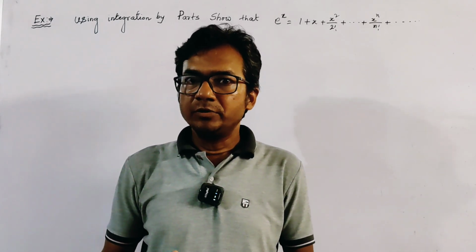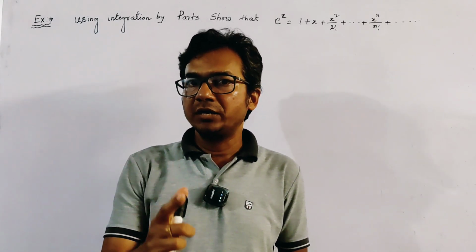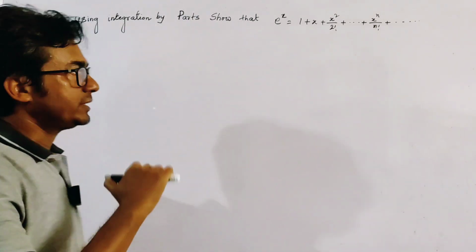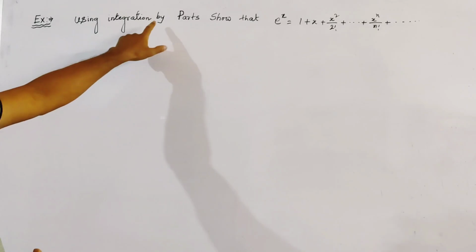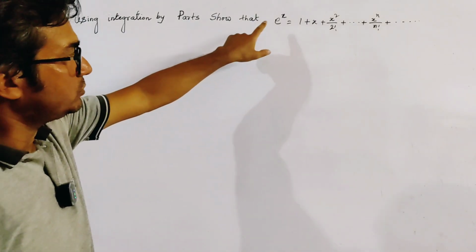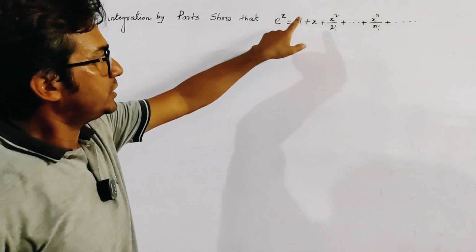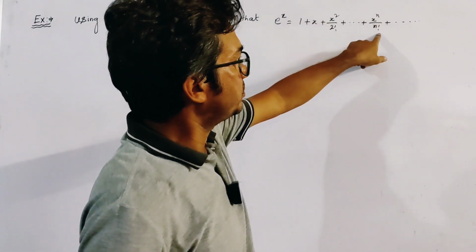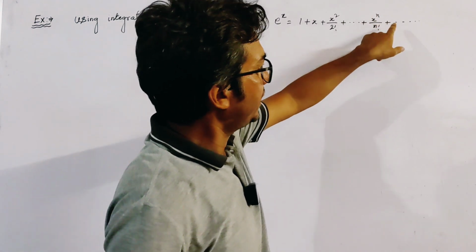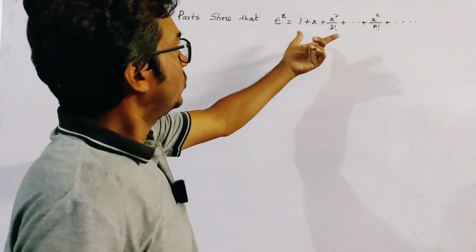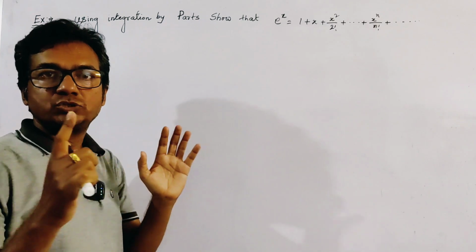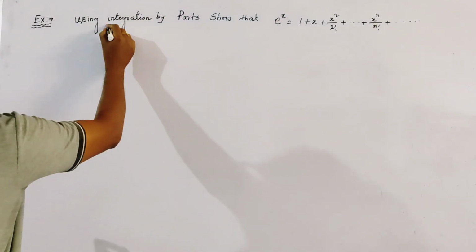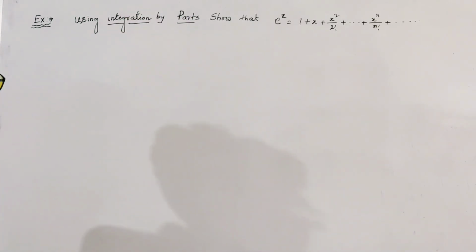An important problem from your previous year exam paper, and this is from Riemann integration. The problem is, using integration by parts, to show that e to the power x can be written as 1 plus x plus x square by factorial 2 plus up to x to the power n by factorial n to infinity. That is, we have to prove the infinite series of e to the power x by using integration by parts. It is given here.